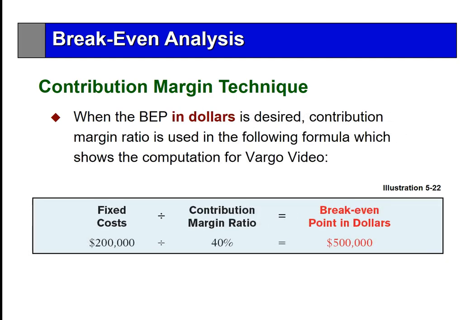But if I wanted to calculate that break-even in dollars, I take the fixed cost, just as I did before, but this time I use the contribution margin ratio, 40%, and I will get the break-even in dollars. So to repeat, to get the break-even in units, you divide the fixed cost by the contribution margin per unit. To get the break-even in dollars, you divide the fixed cost by the contribution margin ratio.